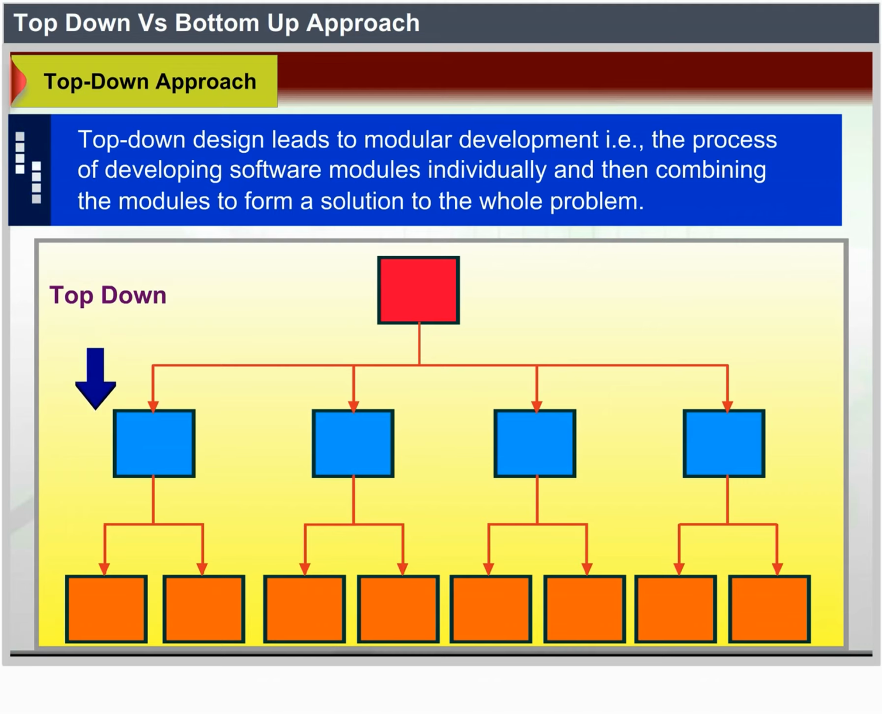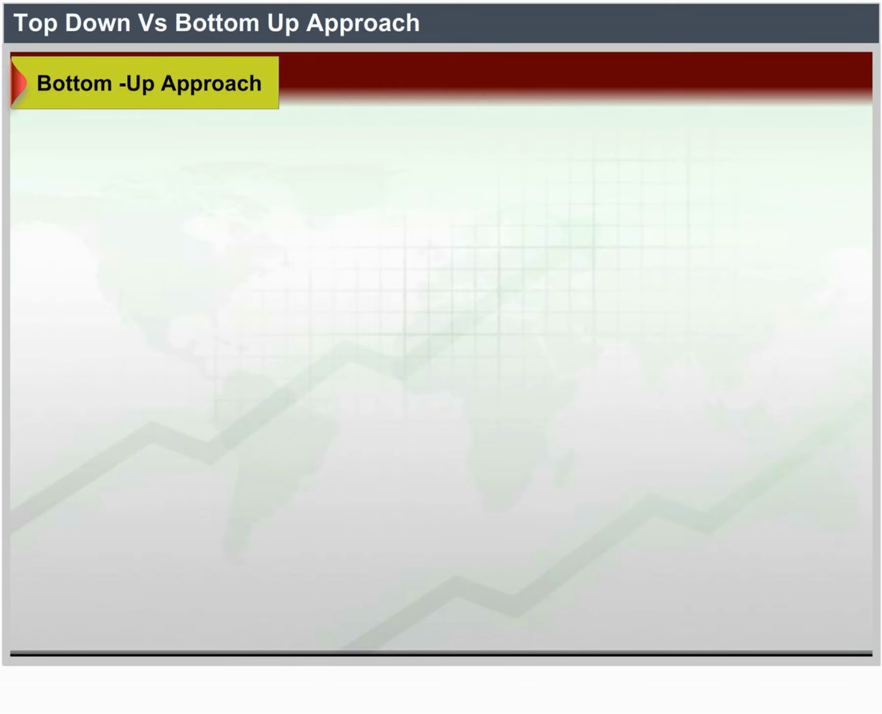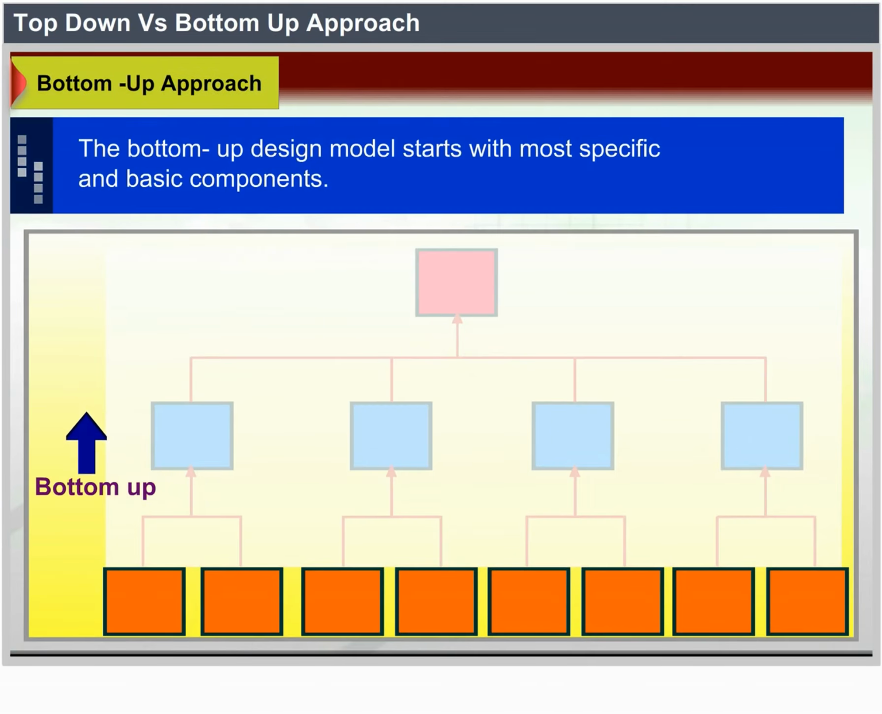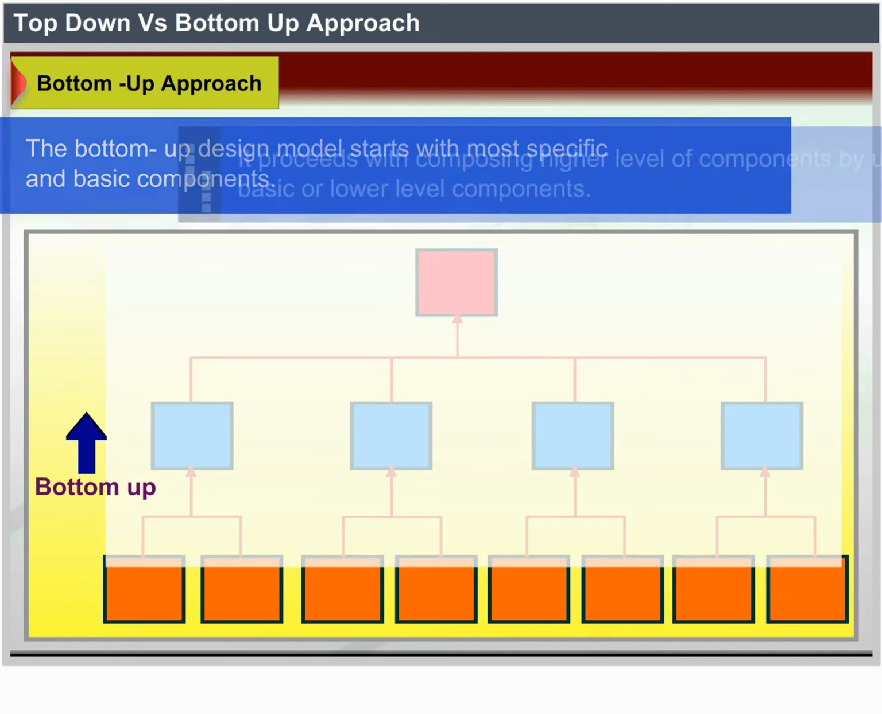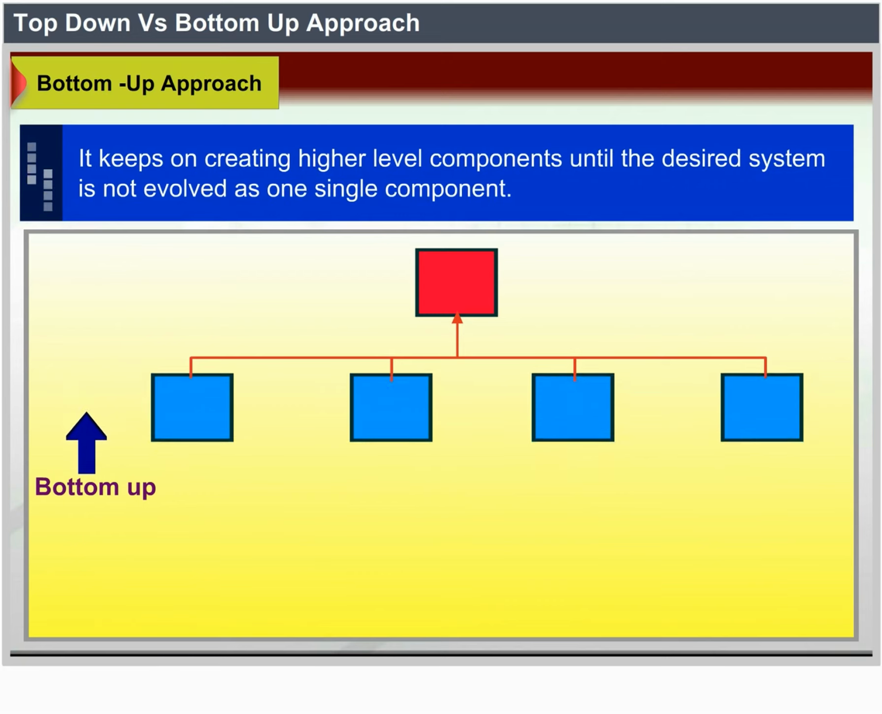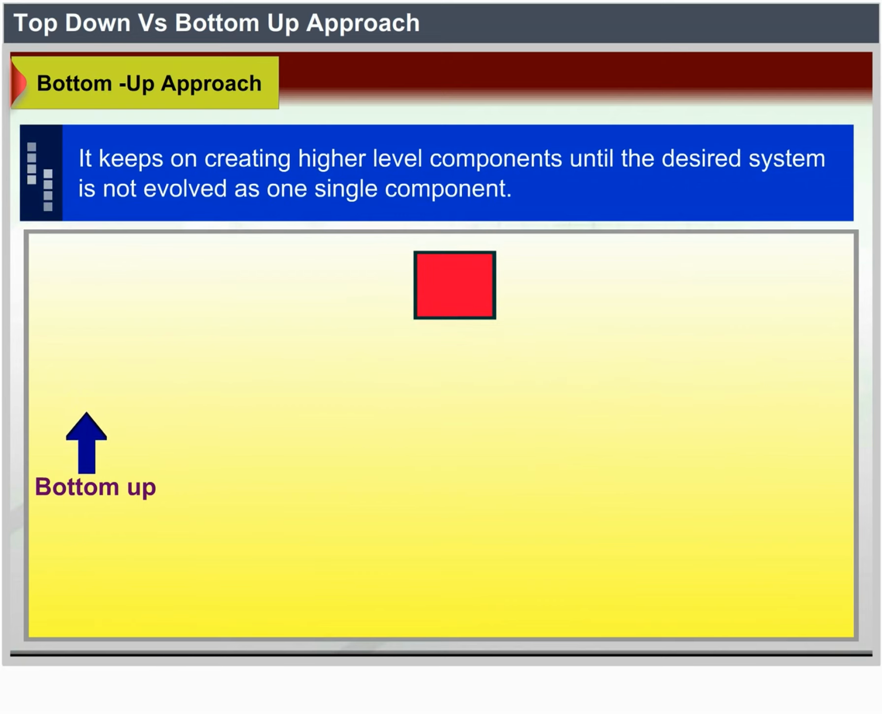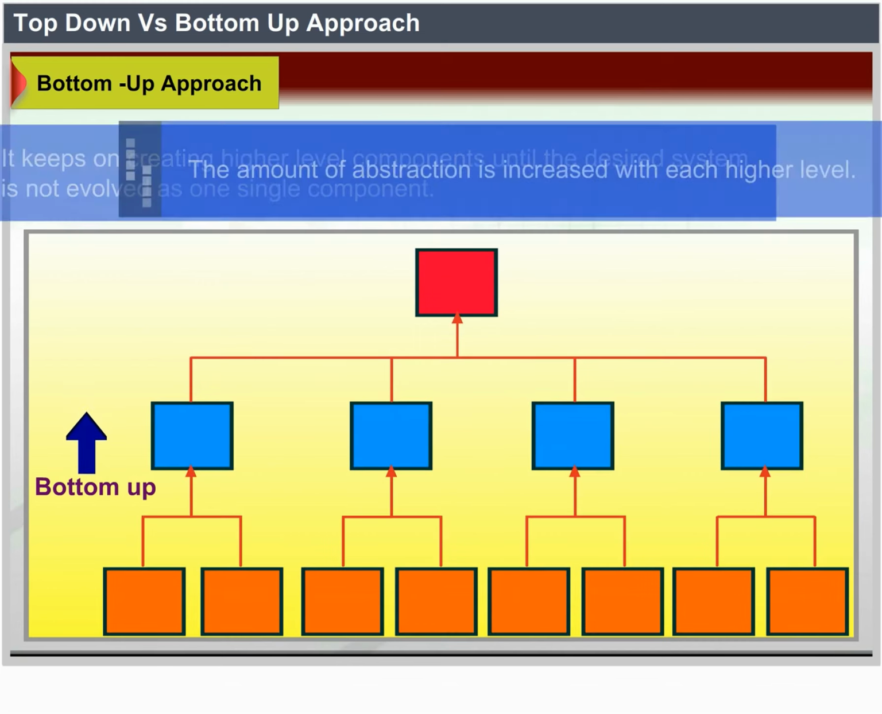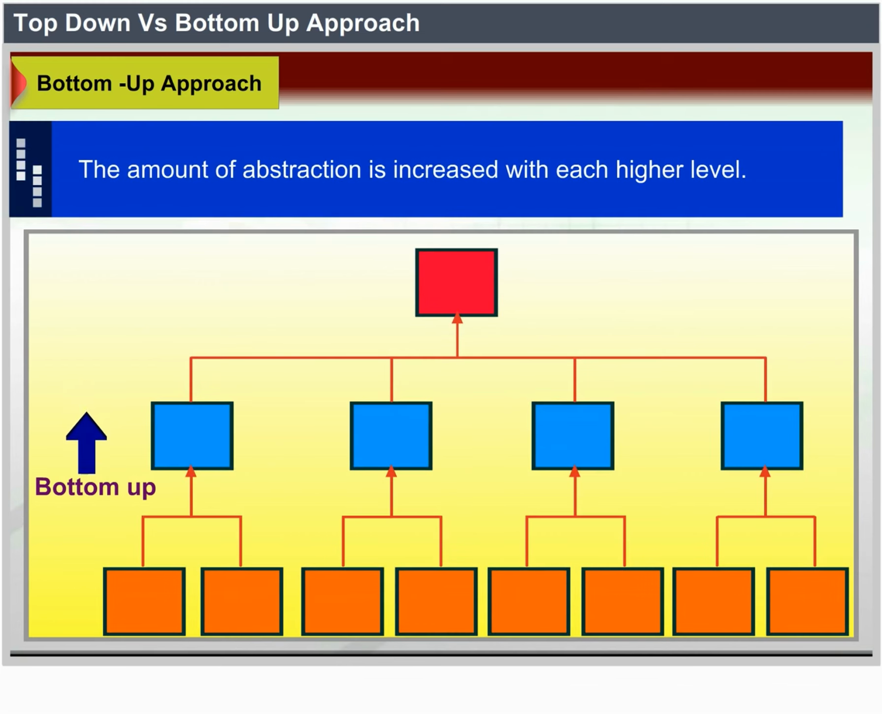Bottom-up approach. The bottom-up design model starts with the most specific and basic components. It proceeds with composing higher level components by using basic or lower level components. It keeps creating higher level components until the desired system has evolved as one single component. With each higher level, the amount of abstraction is increased.